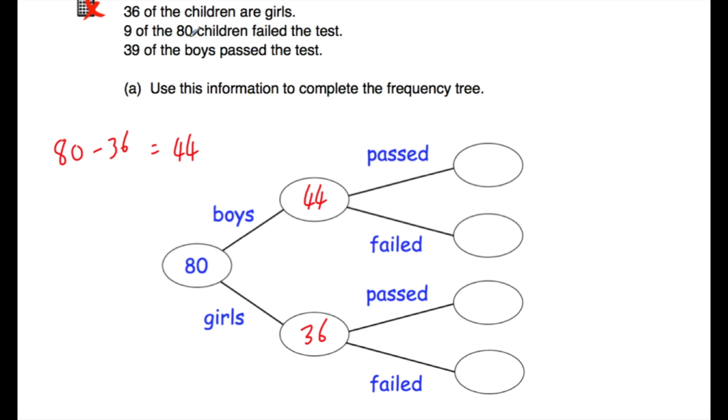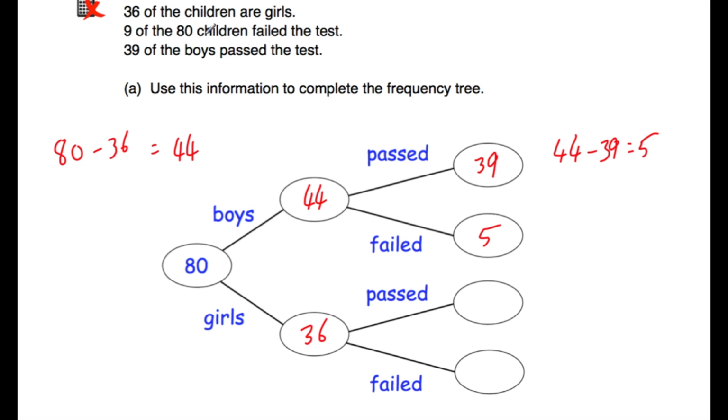We're told that 9 of the 80 children failed the test, and 39 boys passed the test. So if we go to the boys, 39 of them passed the test. Now if we do 44 take away 39, that'll tell us how many boys failed the test. So 44 take away 39 is equal to 5. So that means that 5 boys failed the test.